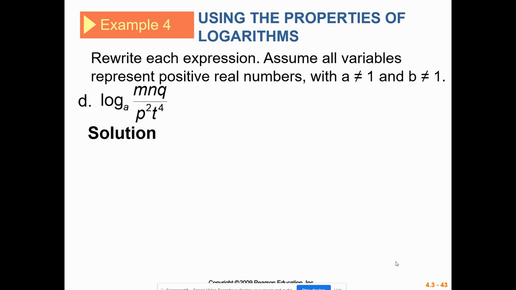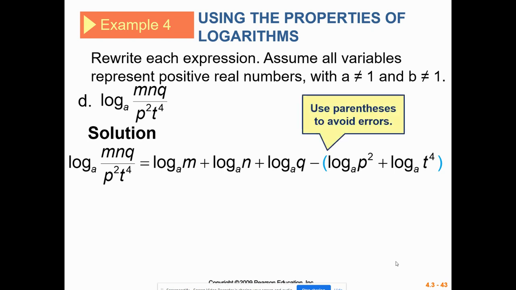We've got some exponents. So the first thing we're going to do is change this to a subtraction, and at the same time, change our multiplication, m times n times q, to an addition. So the log of m times n times q turns into the sum of these logarithms right here.